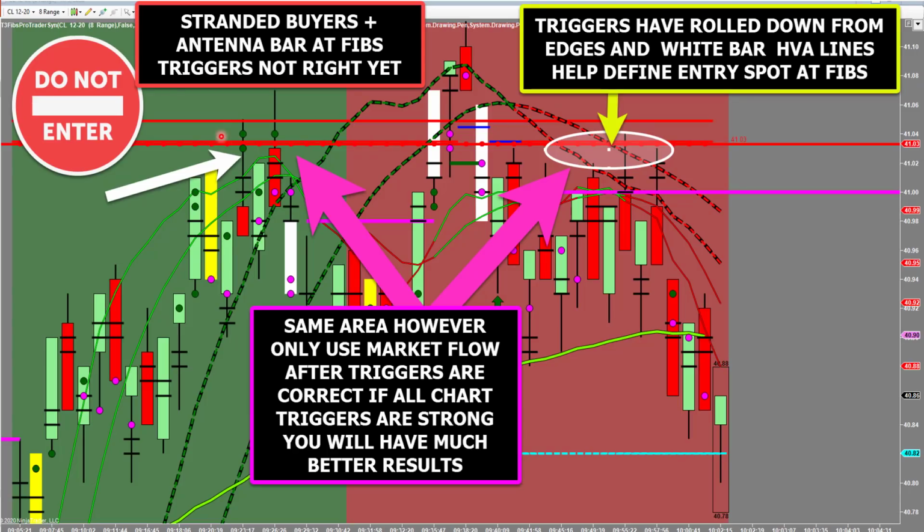And as we look through these pictures, you're going to start noticing these things, and you're going to say, ooh, a stranded buyers with an antenna bar at a fib. And you're going to get really excited, but it's not really a sell signal because the triggers are too strong. It's an early warning maybe that the area might be good, but it's not a signal because the triggers are wrong. After the high gets stopped out and after the triggers roll over, this is the point in which we want to use the market flow, high volume areas, triggers, and fibs together to give us a really good high probability trade to the short side.